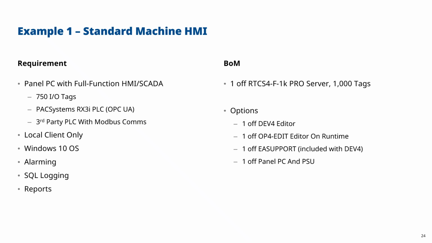For options, you could include Dev4 editor on a separate computer. You could consider Op4 edit on the runtime server, which would give it editor capability. We can also offer EA support, that's included with Dev4, or you could offer the EA support as a way of offering upgrades for the RTCS4-F-1K server. And you could potentially offer a panel PC and a power supply as well, because this software will need something to run on, and Emerson can supply those as well. But very straightforward, the basic requirement is a single part number.